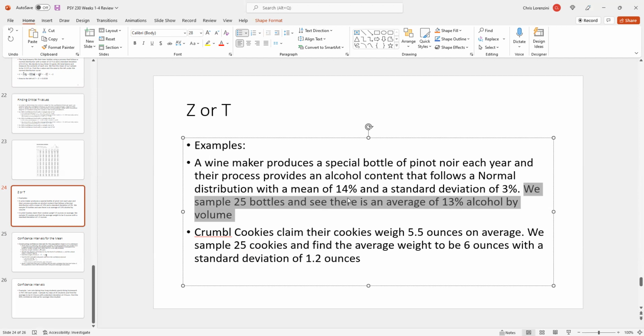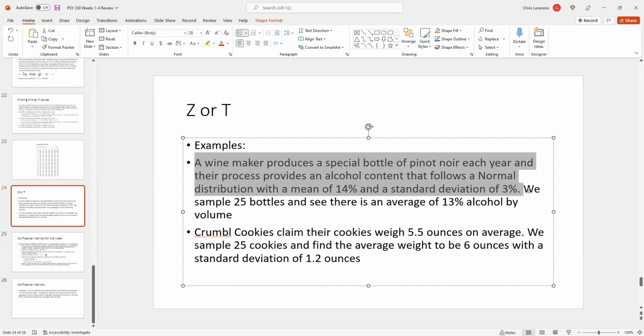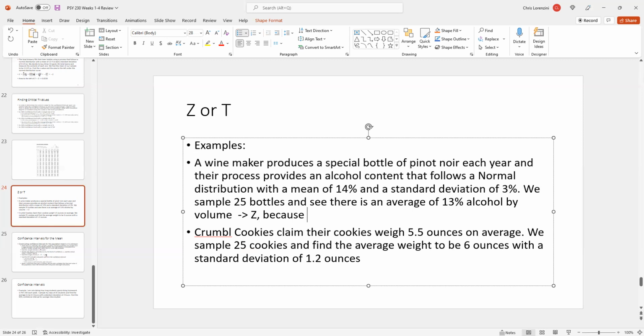So we just need to read the problem carefully, because sometimes it's not going to be as cut and dry as saying the population standard deviation is blank, right? Sometimes it's just going to be words like this, and we're going to have to parse out what those values relate to. Normally we'll see the words a sample of this with a mean or standard deviation of that. They'll be clustered together. So the first answer here, we want to use a Z distribution because we know the population standard deviation.